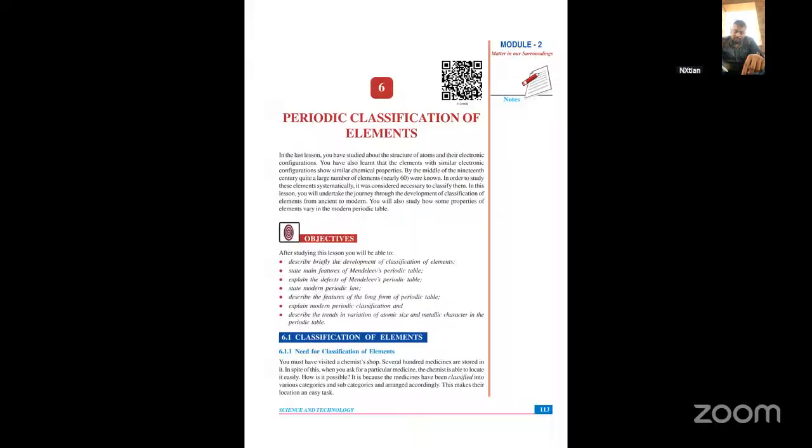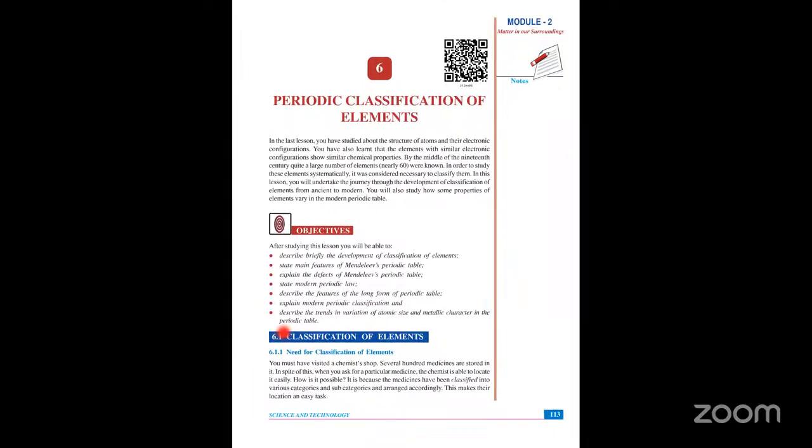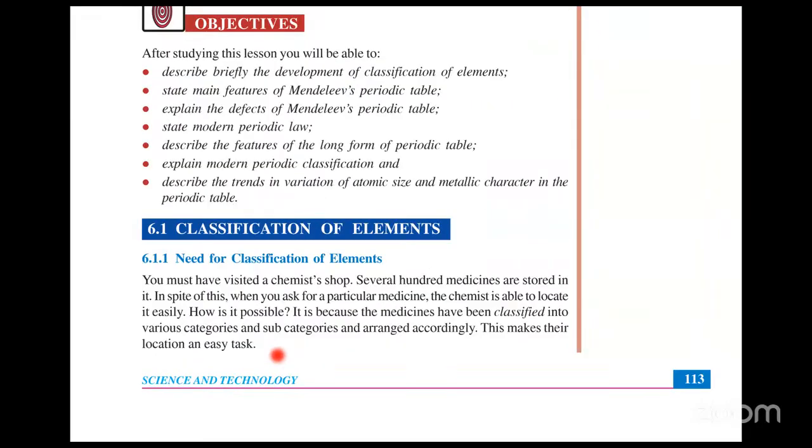So I request Joshua, can you read this? Need for classification of elements. You have visited a chemist shop. Several hundred medicines are stored in it. In spite of this, when you ask for a particular medicine, the chemist is able to locate it easily. How is it possible? It is because the medicines have been classified into various categories and subcategories and arranged accordingly. This makes their location an easy task. Yes.